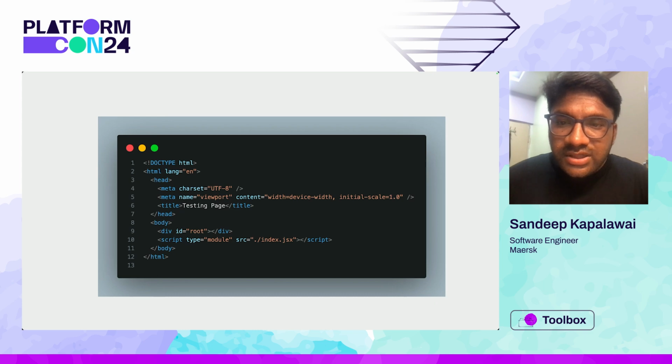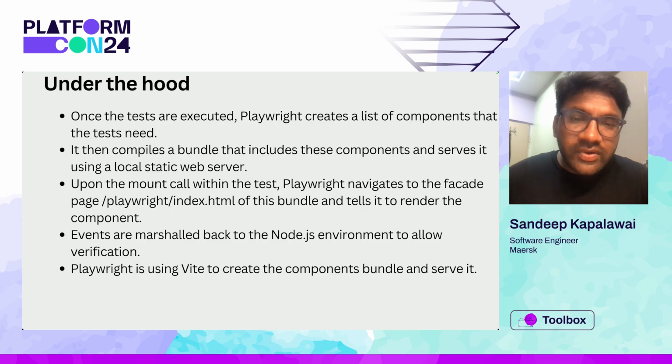So the index.html that you have seen in the previous slide is basically this one. It is going to render all your components that get executed in this index.html in the browser. So your component test will execute at line number 10. To understand more about what happens behind the scenes, Playwright is using Vite, which is a build tool. When the tests are executed, Playwright creates a bundle with the components needed for the test, and it serves them using a static web server.